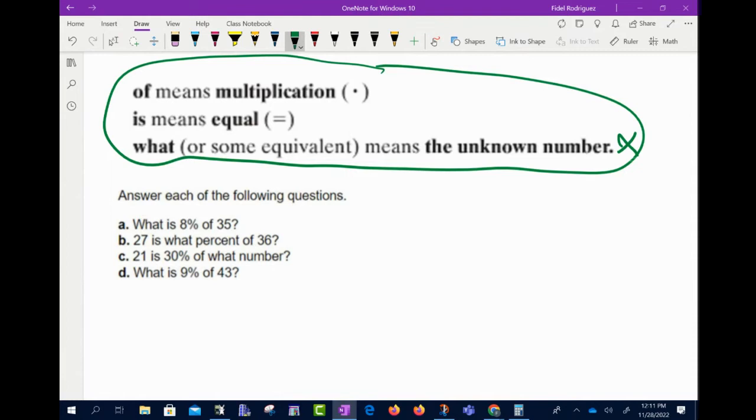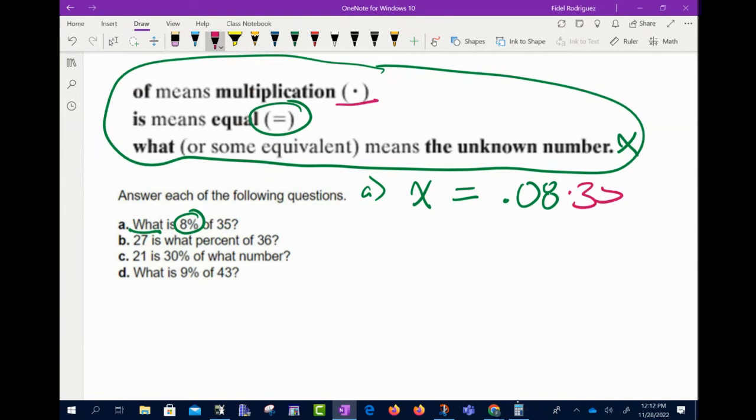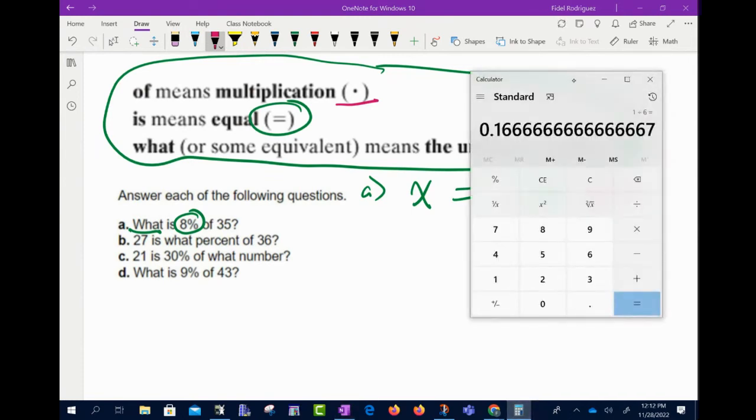So look, it says answer each of the following questions. We're going to do this in pieces. Part A: the first thing I see is the word what. When I see the word what, I'm going to write an x. The next word is is, and is means equals, so I'm going to put in equals. Then I see 8%, and instead of writing 8%, I'm going to write 8% as a decimal, which would be 0.08. After that, I see the word of, which means to multiply, and I'm going to multiply it by, in this case, 35.